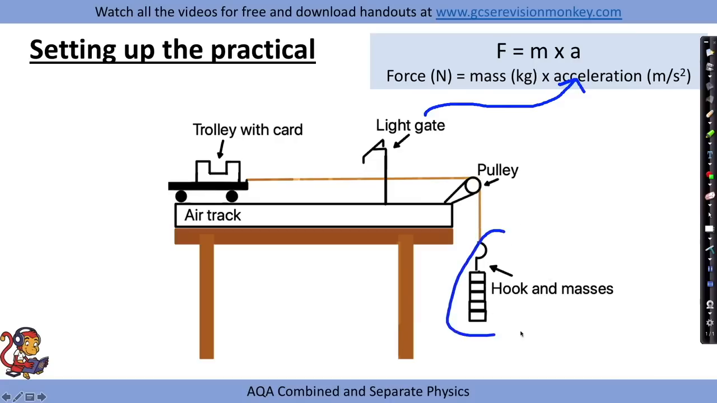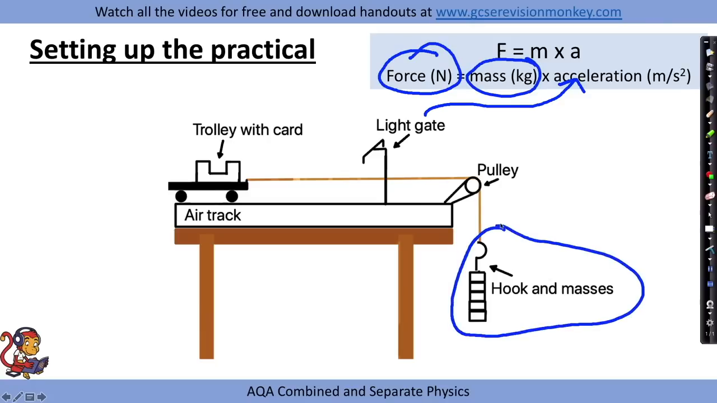Now this part of the system is just a group of objects, so we'll call the whole thing a system. This part of the system is applying the force. So we said previously, we could either change the force and investigate how force affects acceleration, or we could change the mass. Now, if we want to change the force applied to the trolley, we need to change this part of the system here, because these masses are applying a downwards force, which is accelerating the trolley. So for force, we would change this part of the system.